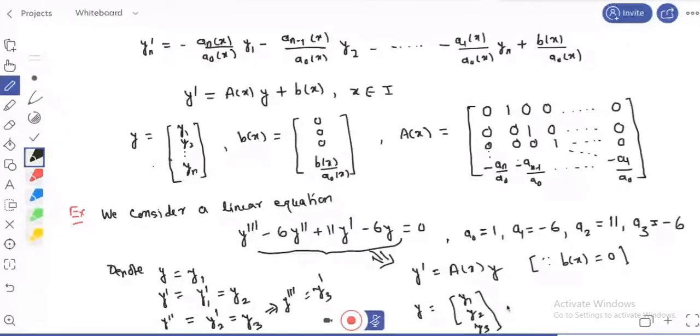If you write this in matrix form, what is your A(x)? By the formula, the first row is 0, 1, 0; the second row is 0, 0, 1. The third row is minus a_n: minus of a3, which is minus 6, over a0, which is 1. The second term is minus 11 over 1, and the third term is minus of 6 over 1. So this is your matrix A.